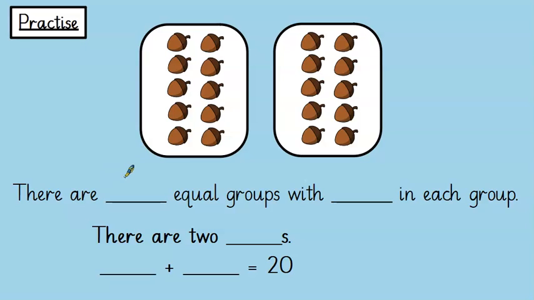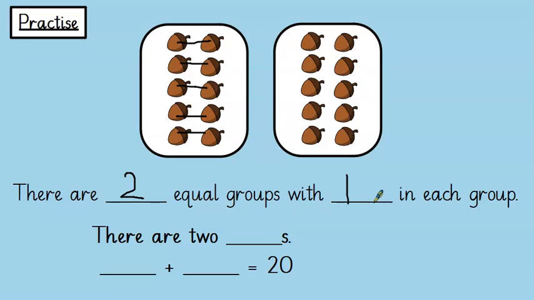Again, there are 2 groups. How many are in each group this time? 1, 2, 3, 4, 5, 6, 7, 8, 9, 10. If I wanted to be quicker at that, I could count in 2s. 2, 4, 6, 8, 10. That's just a little tip for you there.